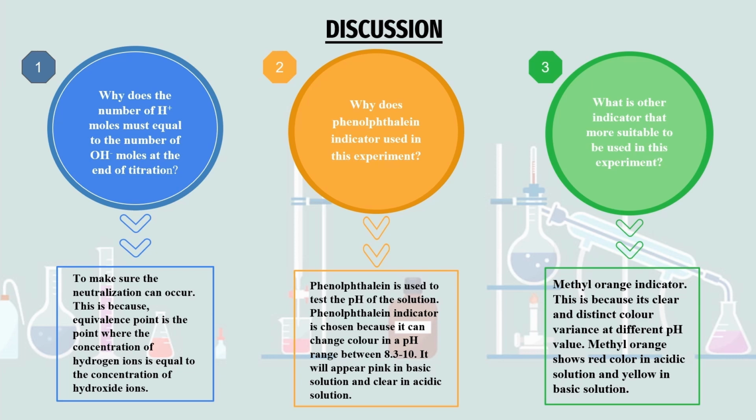The next question is, what other indicator is more suitable to be used in this experiment? The answer is methyl orange indicator. This is because it has a clear and distinct color variance at different pH values. Methyl orange shows a red color in acidic solution and yellow in basic solution.